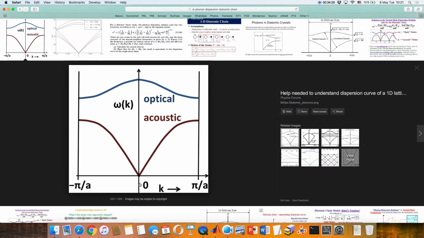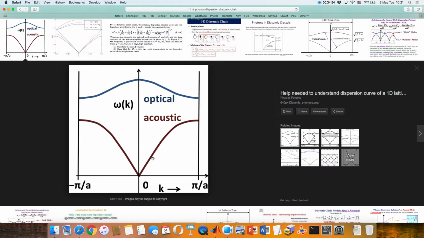And this one corresponds to translation. And this is called acoustic because that's the way sound waves travel, right? Actually, in fact, this slope will correspond to the sound velocity in that chain. This slope. Okay? Do you have any questions so far?